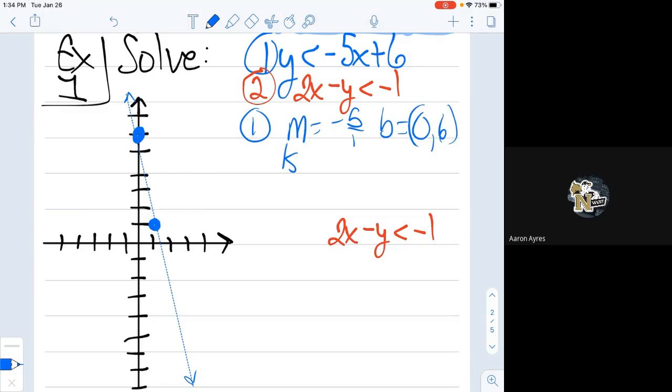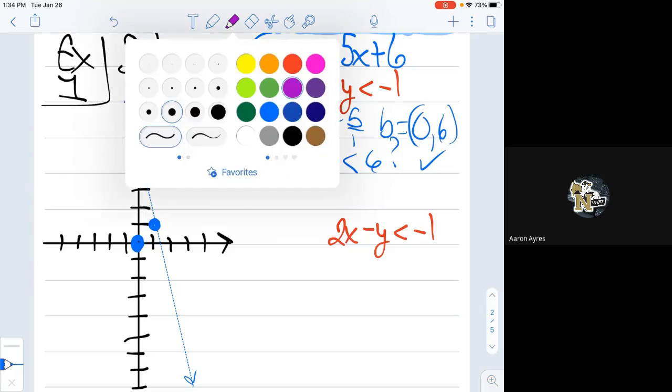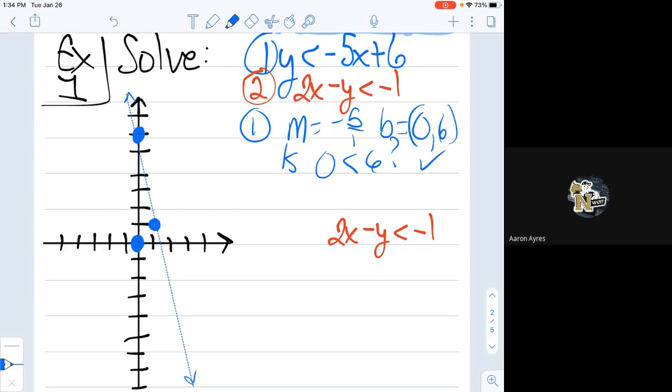So, question, is 0 less than 6? True or false? That is true. Okay. So 0, 0 is there, right? So I'm going to shade that side because 0, 0 was a solution.